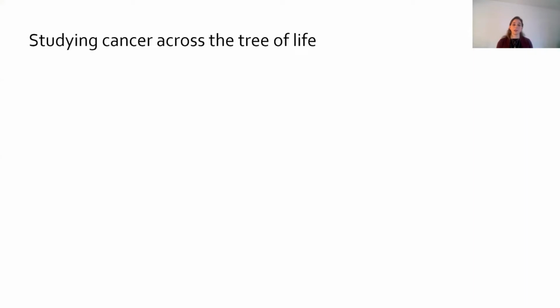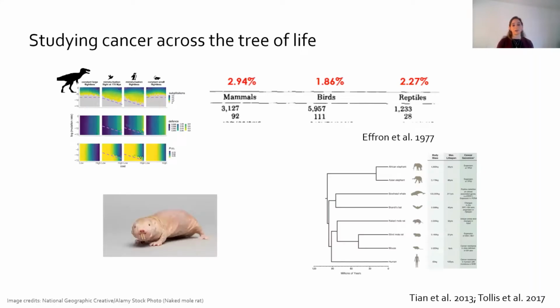So the first point I would like you to take home from this is that studying cancer across the tree of life can inform us about different cancer mechanisms long-lived and large-sized organisms might be using, as shown in the dinosaur example in this presentation, but as well as naked mole rats or various large-sized and long-lived organisms like whales, bats, and elephants.